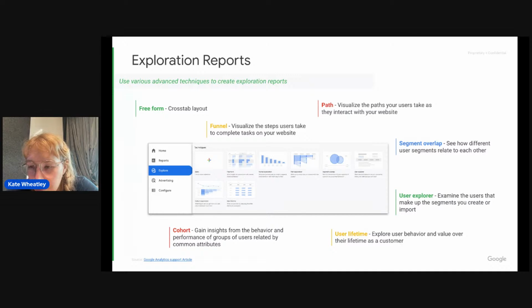Segment overlap, which shows you how different segments relate to each other. So you can use this to identify new segments of users who meet certain criteria. User exploration, which is where we can drill down into user activities within these segments. Path exploration, where we have our different possible paths all mapped out in a visual way, so you can see how people are flowing through the site. It's like the user flow, if you ever used that report in UA. And user lifetime, which lets you explore the behavior and value over their lifetime as a customer. So looking at that full journey of a user as well.